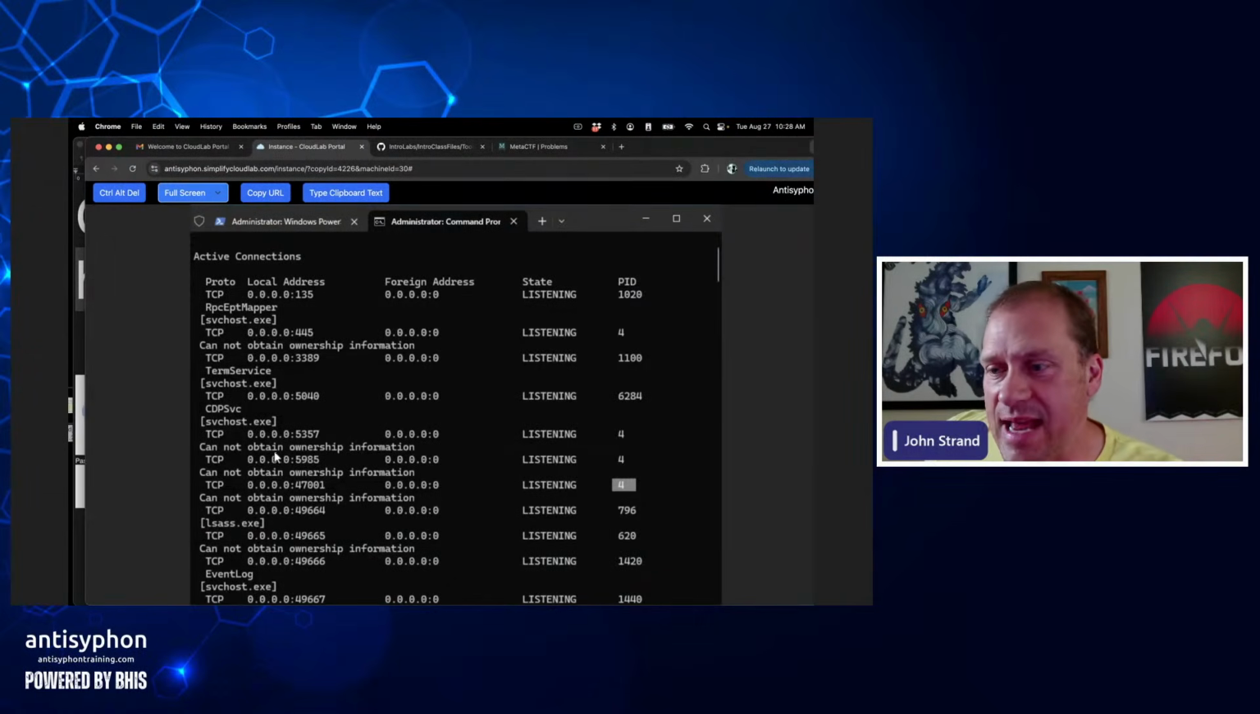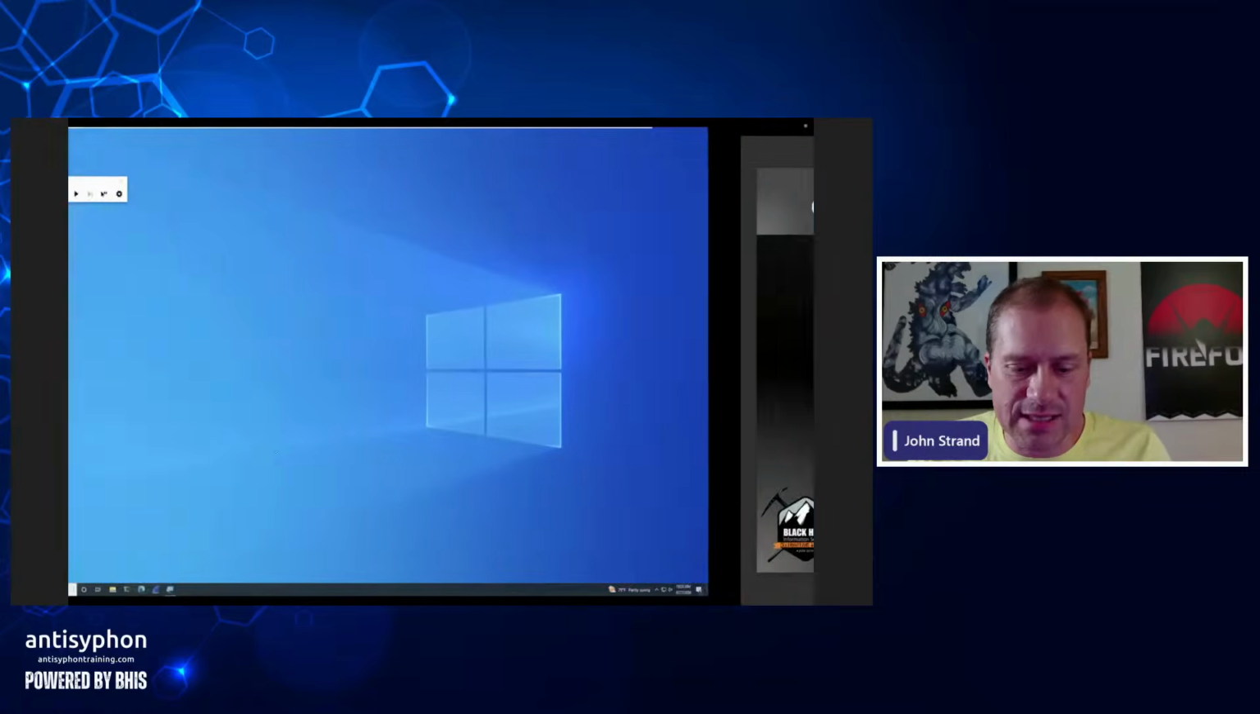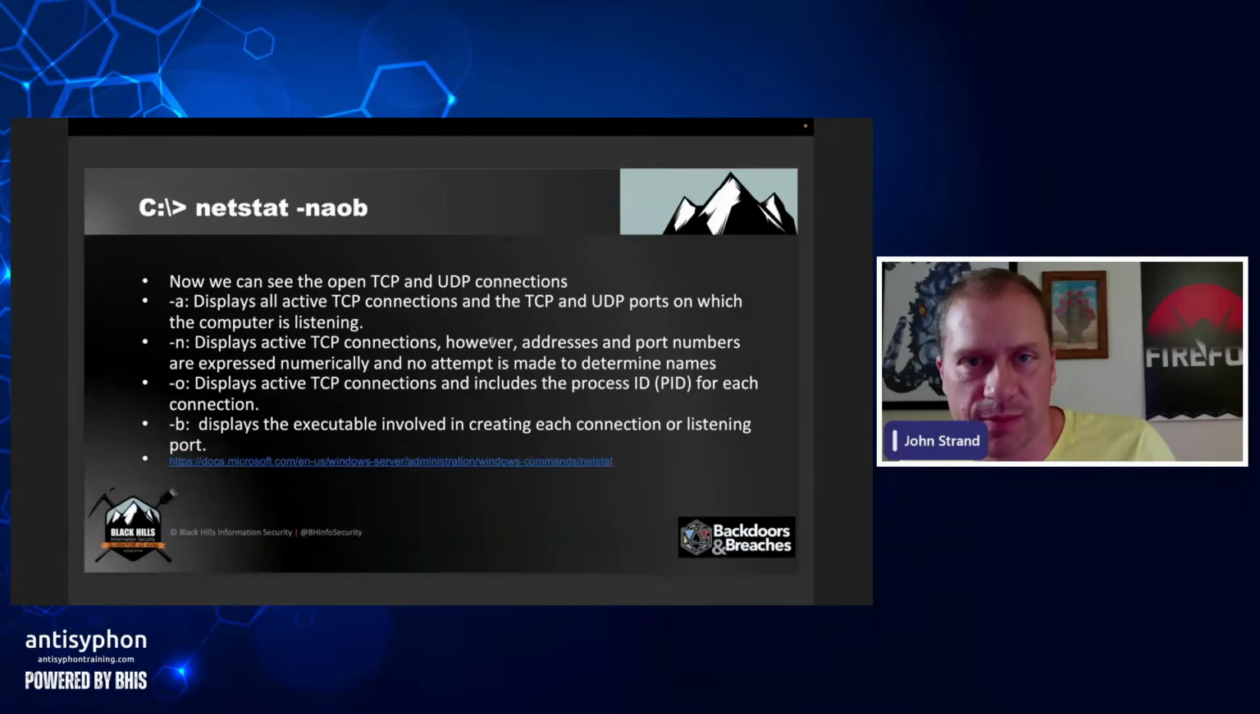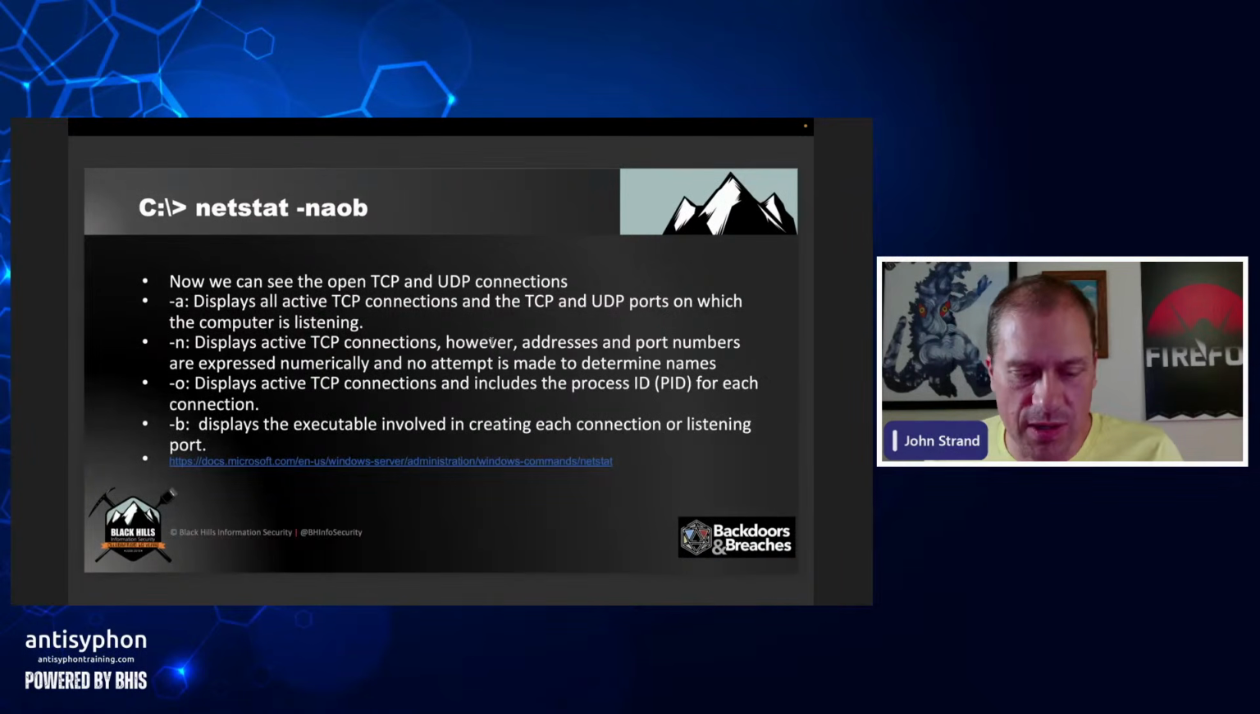As you said, genetic memory is just something that you did that as well. So if we're going back to the slides, we have the netstat command, but we make it better with NAOB. A means display all active TCP and UDP connections. N, display the active TCP connections and port numbers instead of trying to resolve them to the service. O is the process ID and B is the executable associated with it as well.